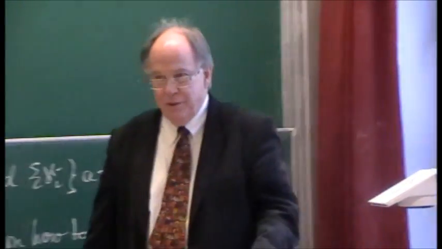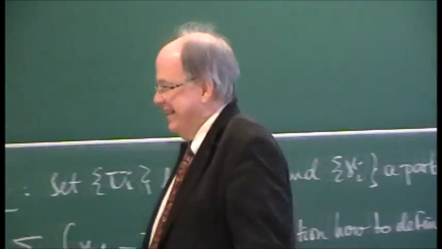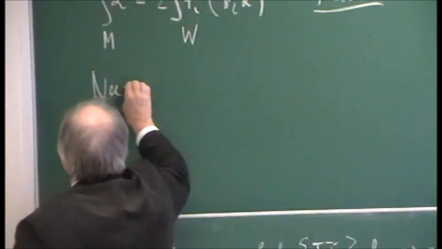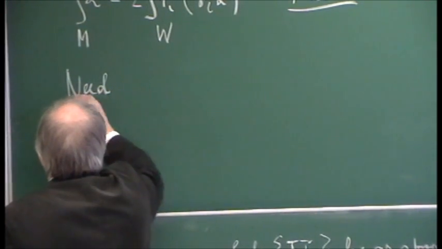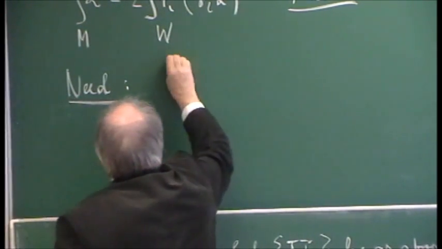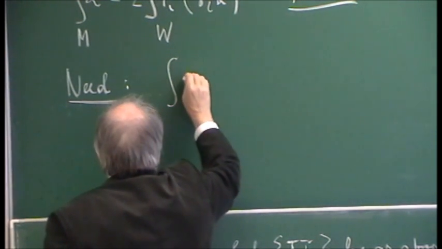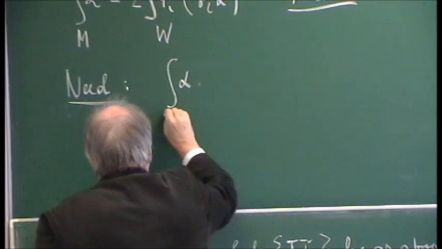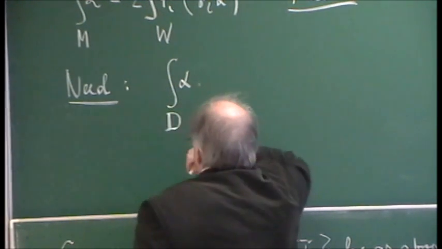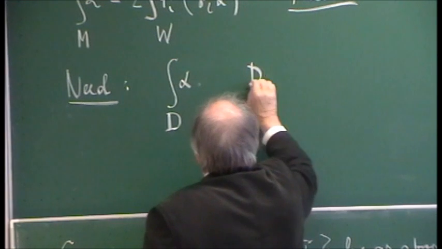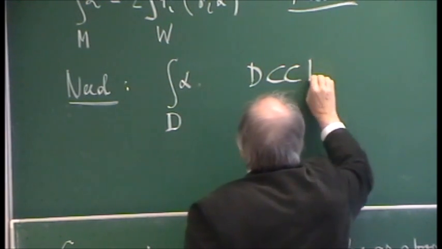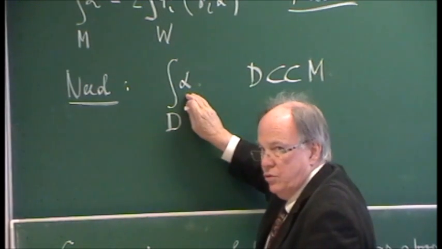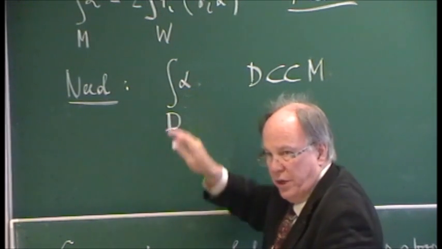Now, that's okay, but it's not enough. So we need an integral of the following kind: an integral of a volume form, again a top dimensional form, over D, where D is a relatively compact domain in the manifold, and I don't assume that this has compact support. It could go out to the boundary.